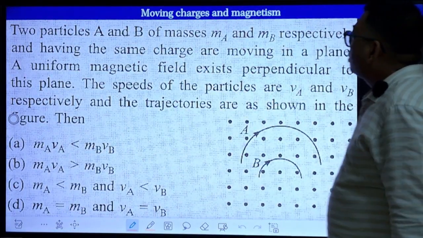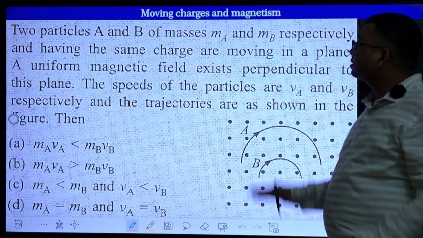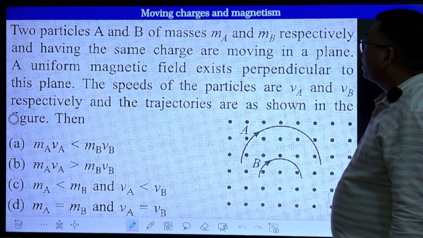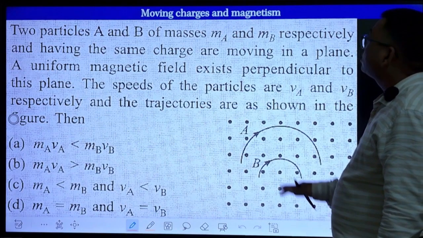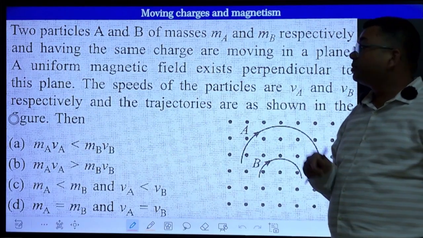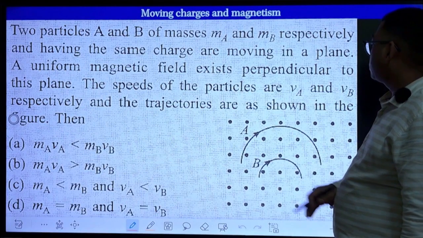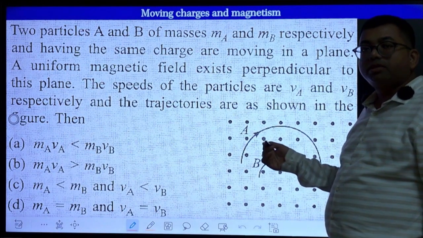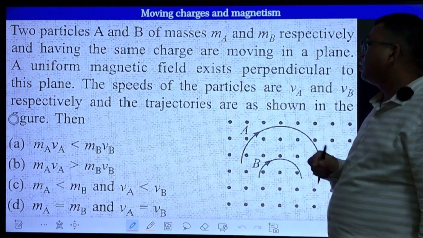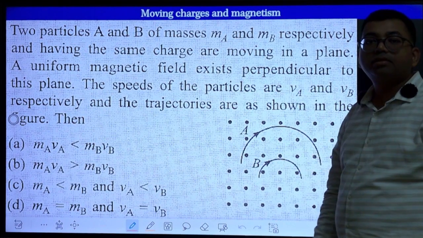Two particles A and B of masses Ma and Mb respectively. So two particles have different masses, and they have the same charge and are moving in a plane. A uniform magnetic field exists perpendicular to this plane. The dots mean the field is coming out. The speeds of the particles are also given. The trajectories are shown in the figure, given here in this diagram.